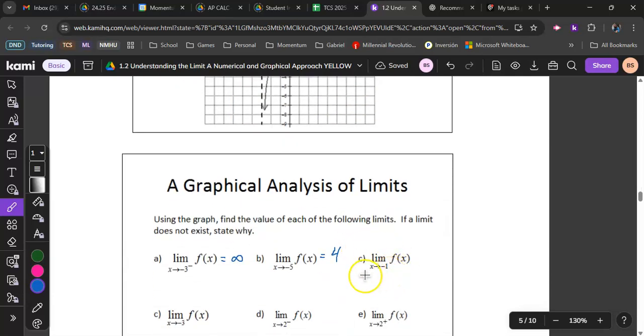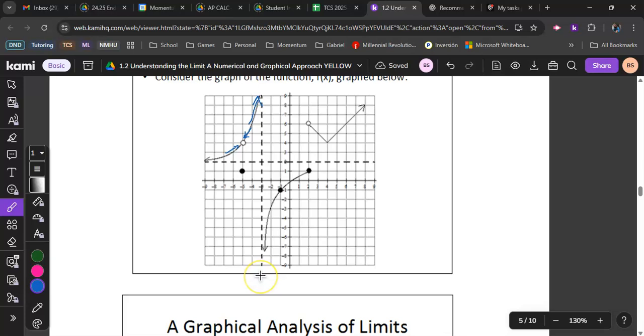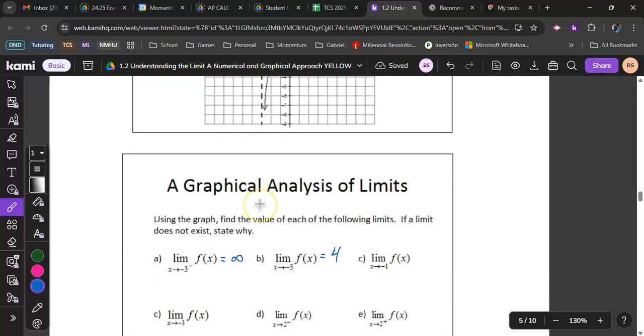Now for C, I'm going to approach -1, which is right here. And in this case, the function's defined. It is there. So what is it? Yeah, it's just -1, right? I don't need to find left and right, because if the function's defined and continuous, then it's just whatever that function value is. So here, it's just going to be equal to -1.